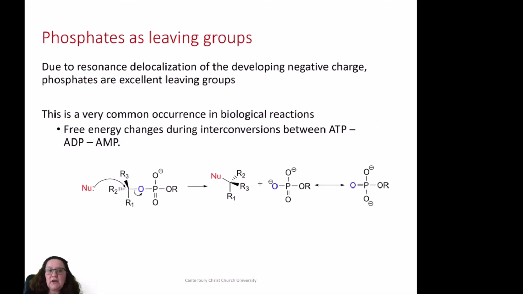In biological reactions, phosphates are common leaving groups, and they're excellent leaving groups. They're excellent leaving groups because you have the delocalization of the negative charge of the phosphate across the different oxygens that make part of the phosphate group.